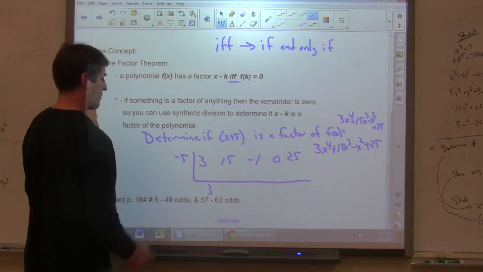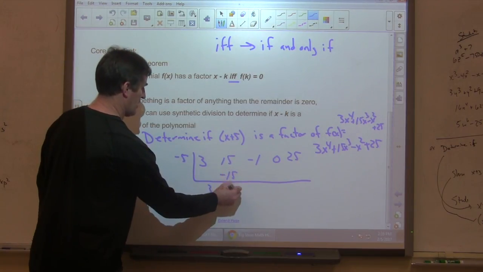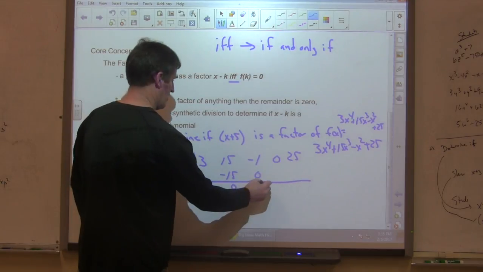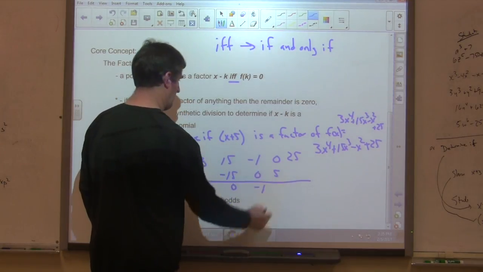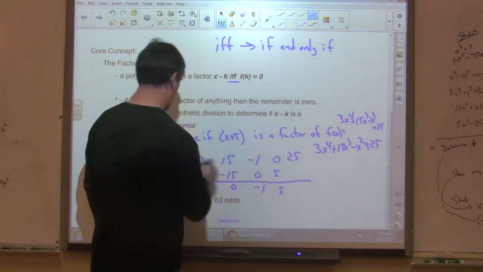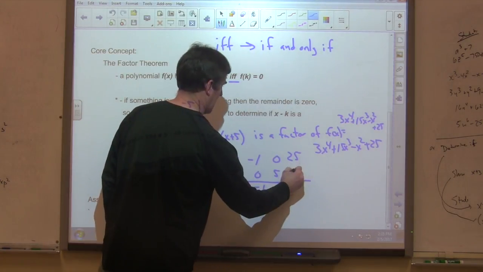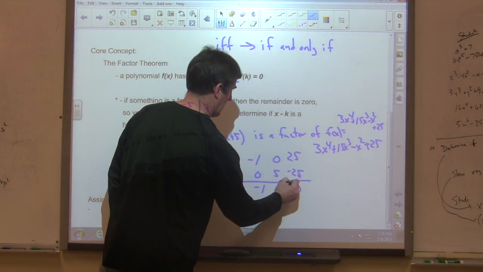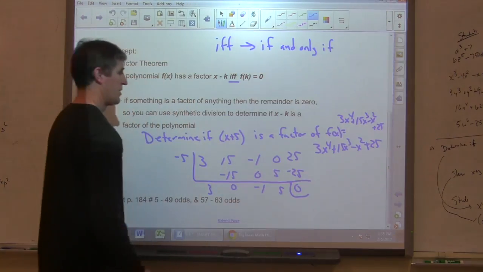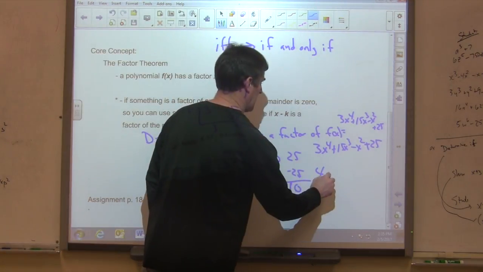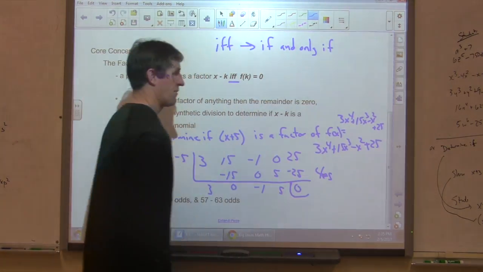So we bring down the 3, times negative 5 is negative 15, so that would be 0, 0, negative 1, that would be 5. Bring down the 5, negative 5 times 5 is negative 25. So again, we get our remainder is 0. So in this case, that would be yes. It is a factor of that.